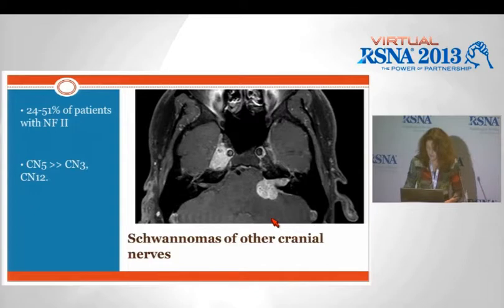Other cranial nerves are also often involved. The trigeminal nerve, more often than the oculomotor or spinal accessory nerve. Our image here demonstrates an IAC schwannoma on the left, and then a trigeminal schwannoma in Meckel's cave on the right.